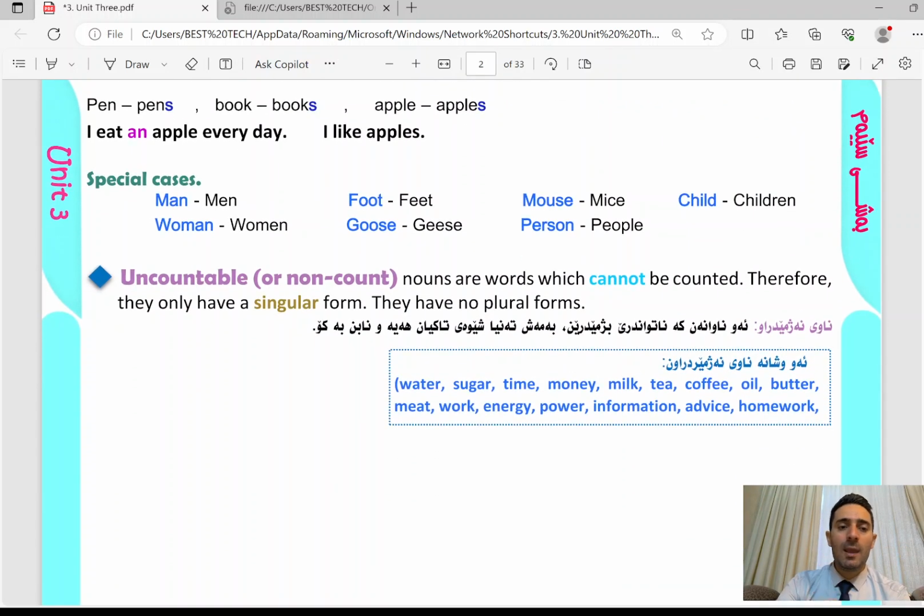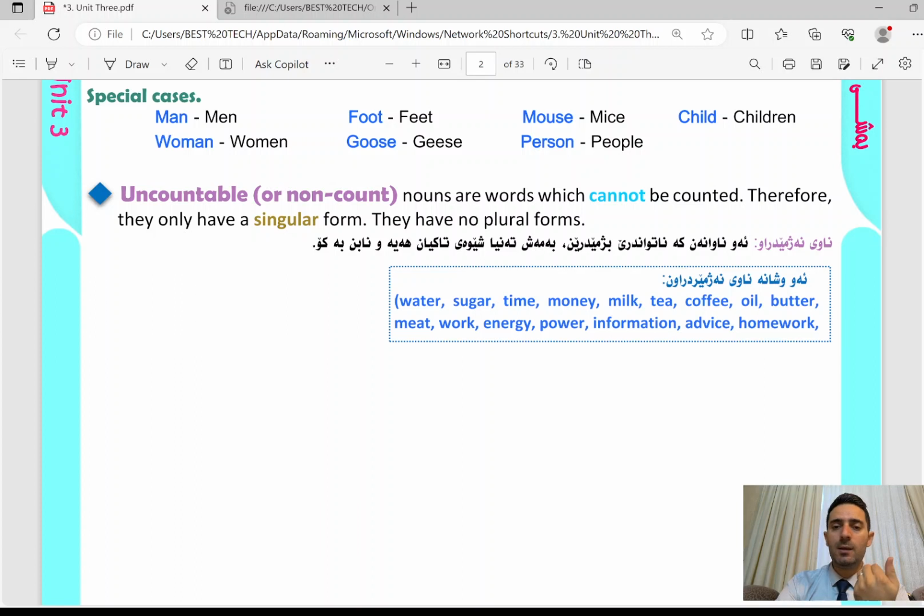Uncountable nouns, or non-countable nouns, are words which cannot be counted. Therefore they only have a singular form. They have no plural forms. Examples: water, sugar, time, money, milk, tea, coffee, oil, butter, meat, work, energy, power, information, advice, homework.